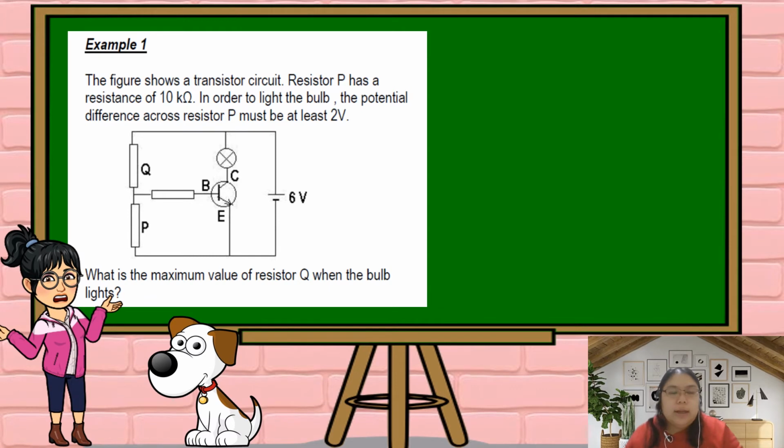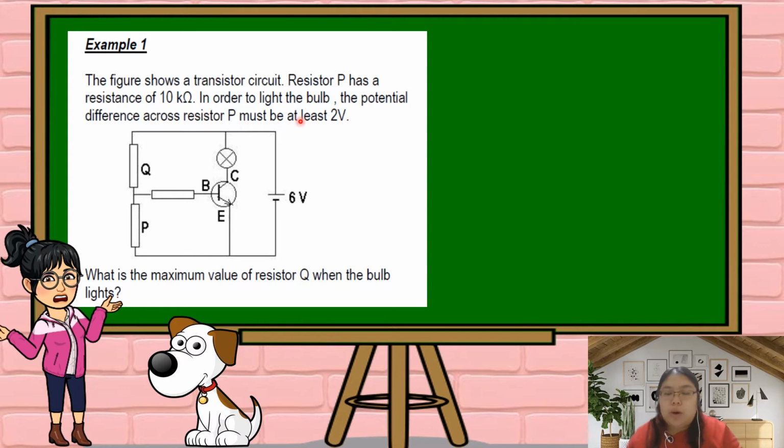Okay, let's see example 1. Example 1 shows a transistor circuit. They're just using one battery. Okay, now we're going to see the detail. They say the resistance P has 10 kilo ohm. Okay, the Q we don't know.